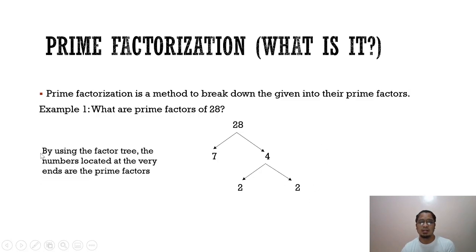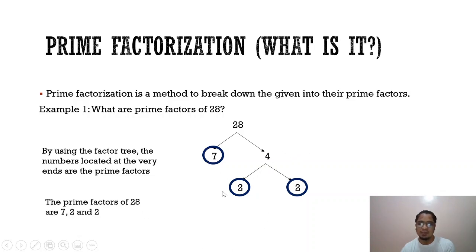Okay? So by the way, by using the factor tree, ang factor tree natin ito. Yung gumagawa tayo, nagsasanga-sanga pababa. The numbers located at the very ends are the prime factors. Alin ba dito yung mga number na nasa dulo? Ito. Okay po? Wala na silang ibang factor maliban sa sarili nila at saka sa 1. So these are considered as prime factors. So evaluating natin itong 28, the prime factors of 28 are 7, 2, and 2. We have here now 3 prime factors for 28.